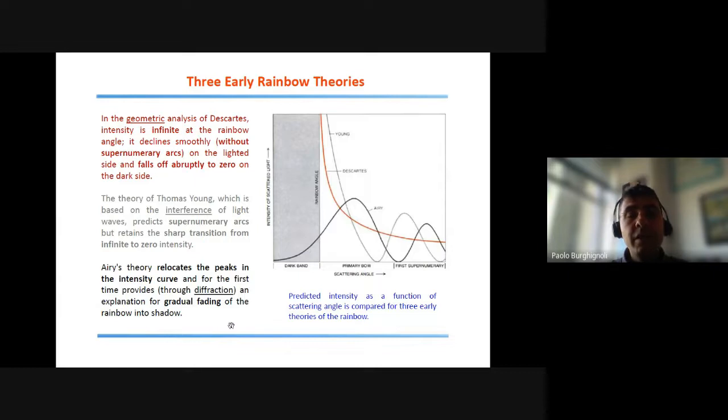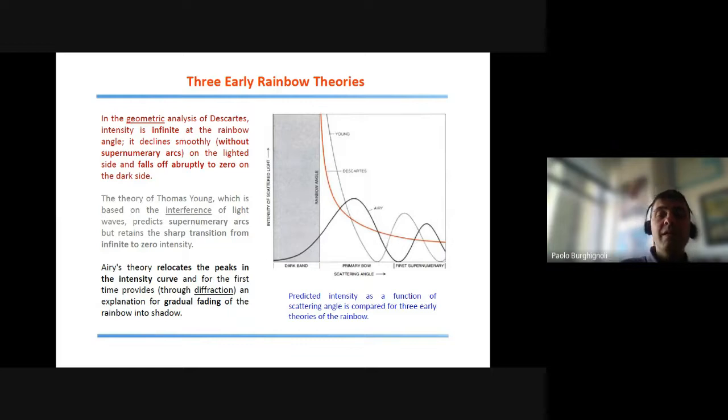Finally, Airy theory is better because he was able to account for the non-zero intensity, which occurs in practice before the rainbow angle, so in the dark band. And furthermore, by considering diffraction, as I described before, he was able to relocate the minima and maxima, and in this relocation, it was closer to the actual experimental observations.